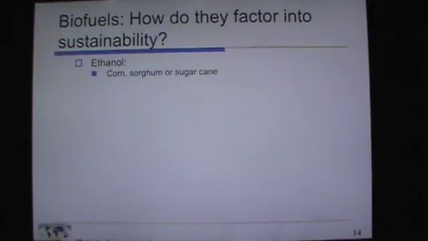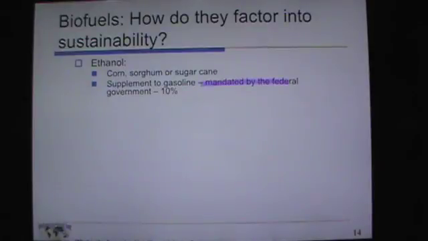Ethanol is made from corn, sorghum, and sugarcane primarily. They also have sugarcane, or egrass is another term for that. It's a different form of cane. It's supplemental to gasoline, mandated by the federal government at the rate of 10%. You see it on the gas pumps. Biodiesel is a little different animal.